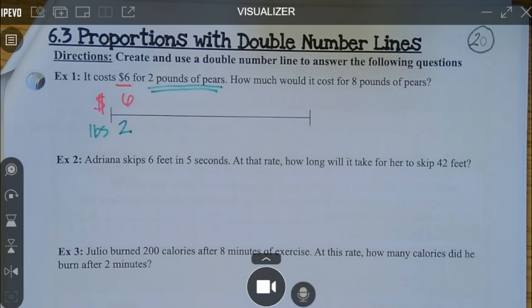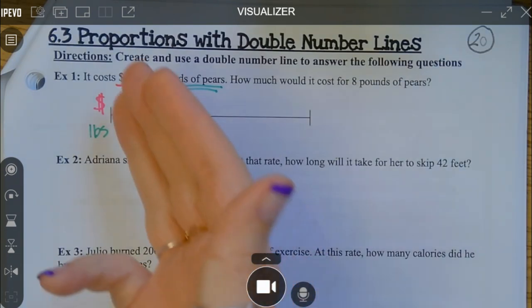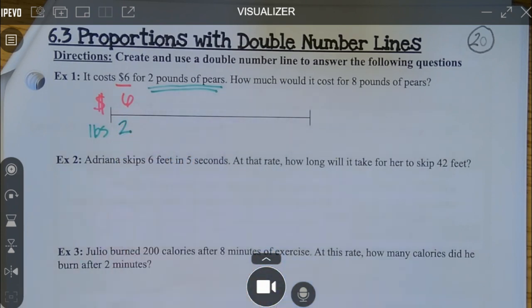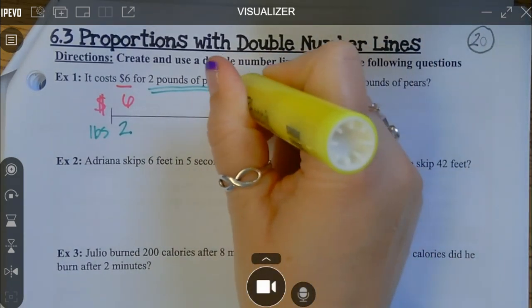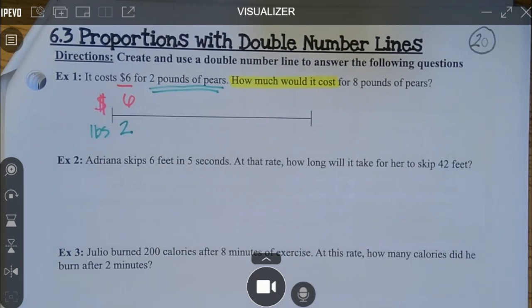Then in the next sentence, they're going to tell me one piece of information. It'll either be about the money or the pounds of pears, and then I have to solve for the other. So it matters what I put where. So they're asking me how much would it cost? Okay, so that's my unknown. And when we don't know something, we're going to use a variable.